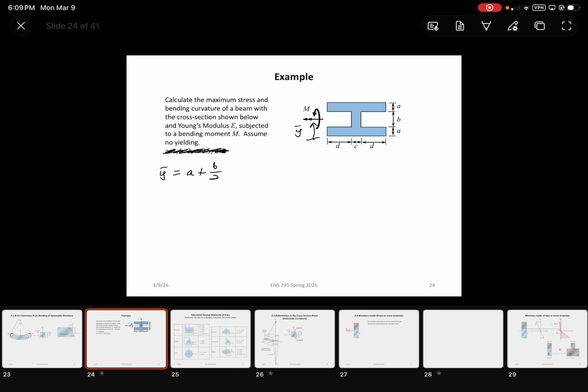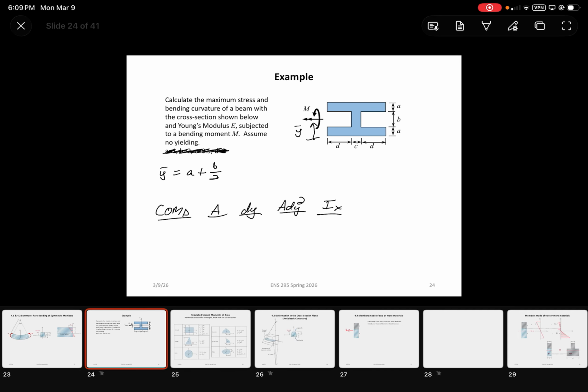I always like to use the tables that Professor Dawson taught with. So calculate components, areas, dy, a dy squared, and then Ix.